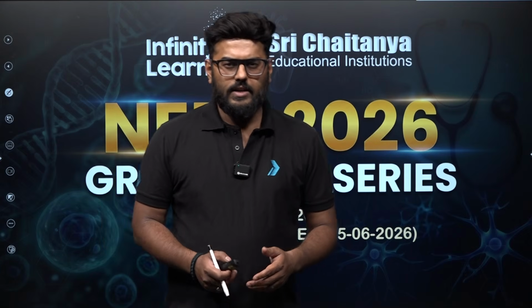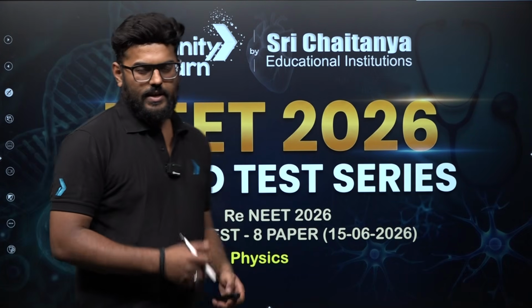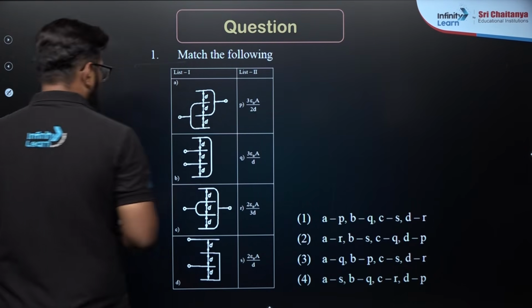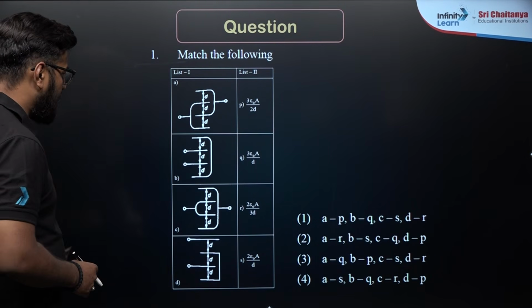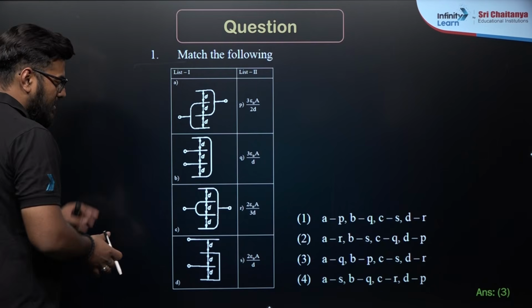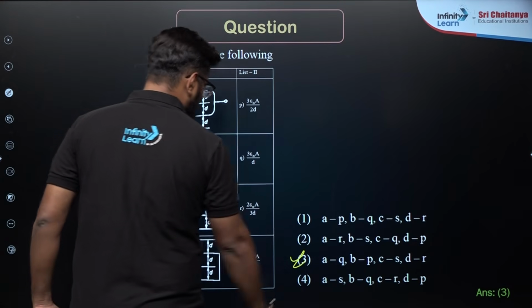Hello students, let's begin with the discussion of Grand Test 8 with the physics portion over here. Let's begin with the first problem that we have. So the first problem is basically based on capacitor plates. I hope you can easily solve this. We just need to match whatever the correct answers are. It's a simple problem. Many of you must have solved this. The correct answer over here is going to be option number 3.